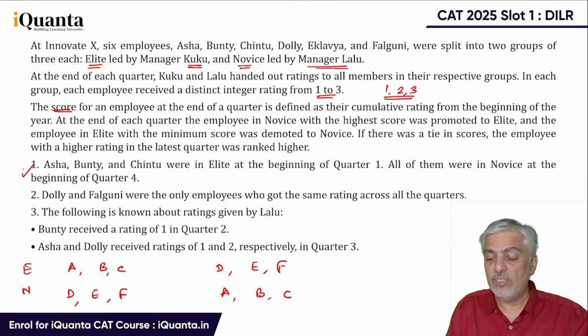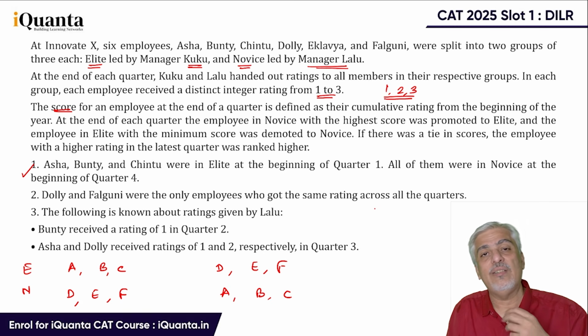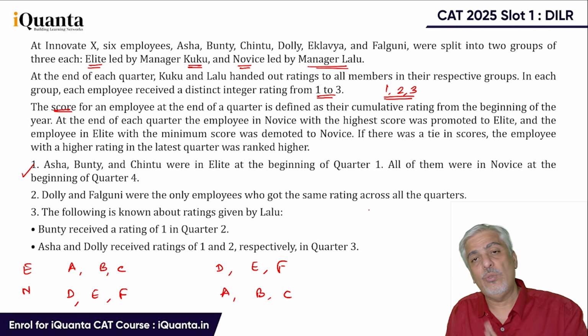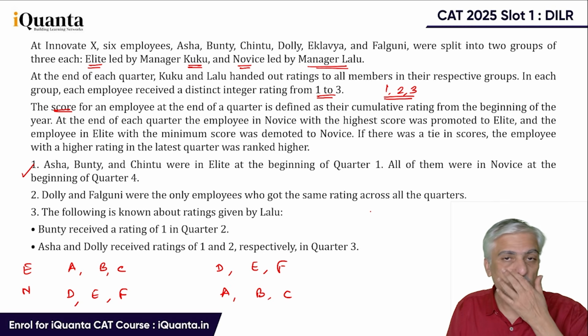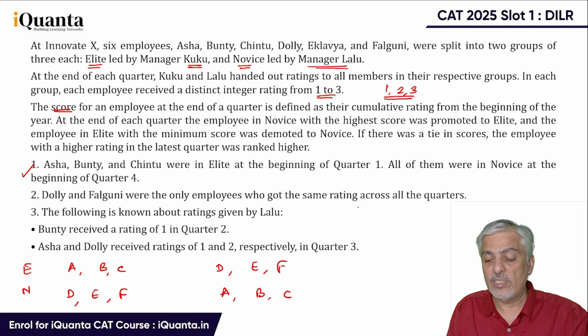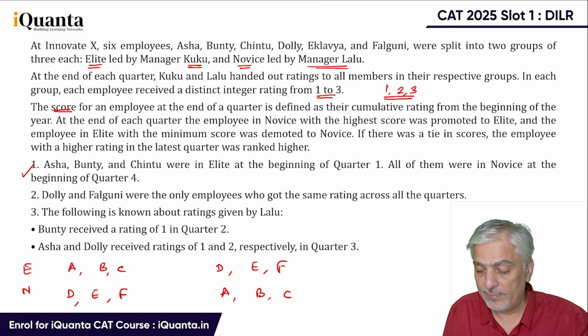D and F were the only employees who got the same rating across all the quarters. What do they mean by they got the same rating? That means if D got a rating of say 1, then every time D got 1 only, or if D got 2, then every time he got 2, and same goes for F also. It doesn't mean D and F together have the same rating, or between them have the same rating.